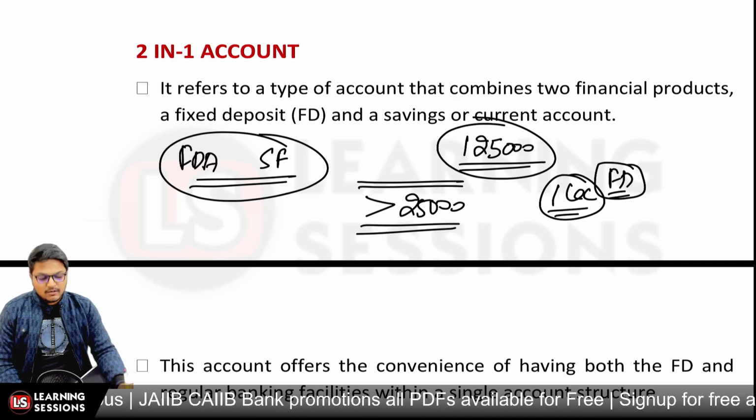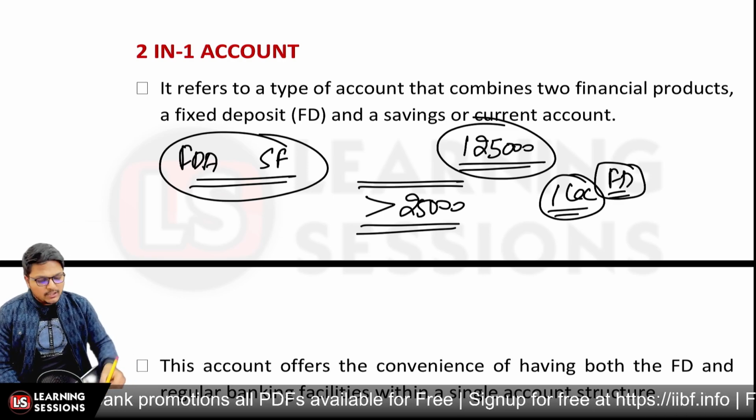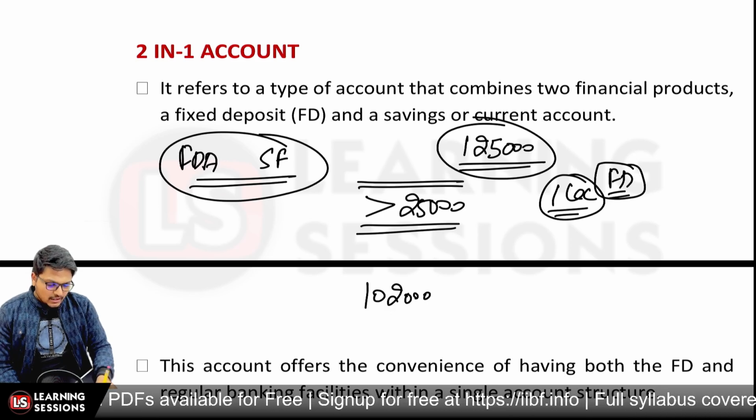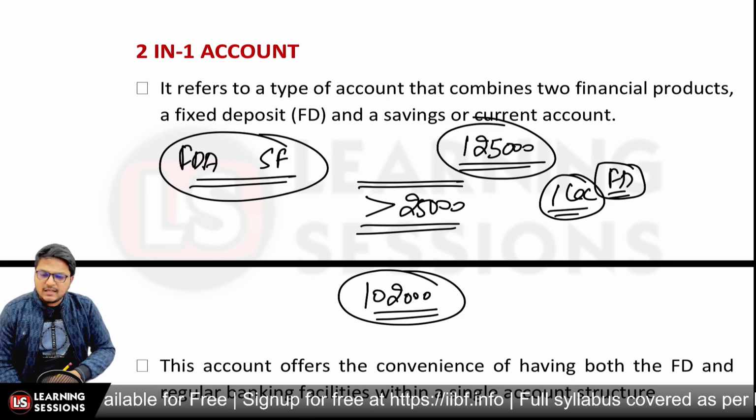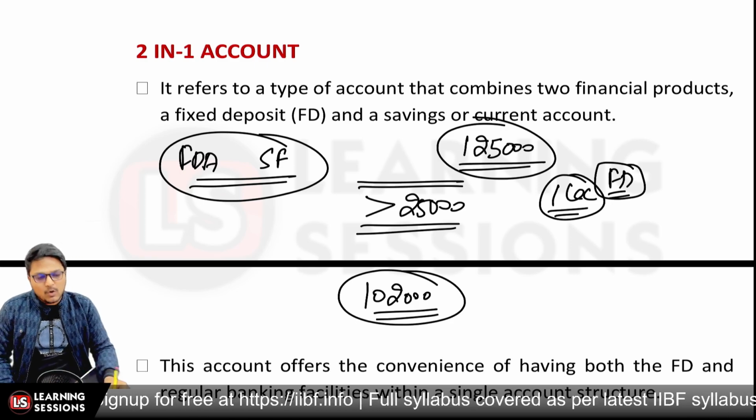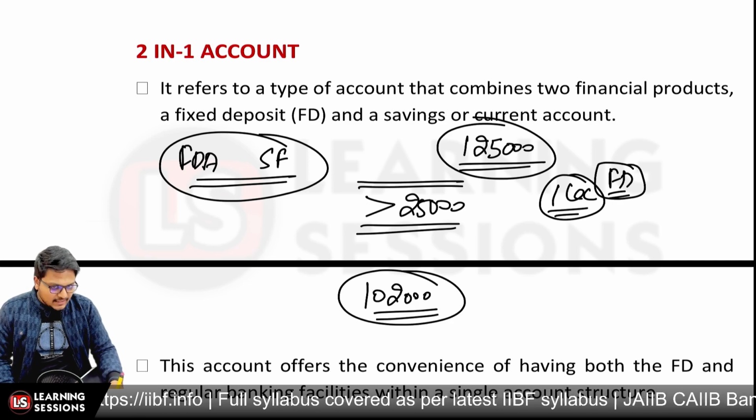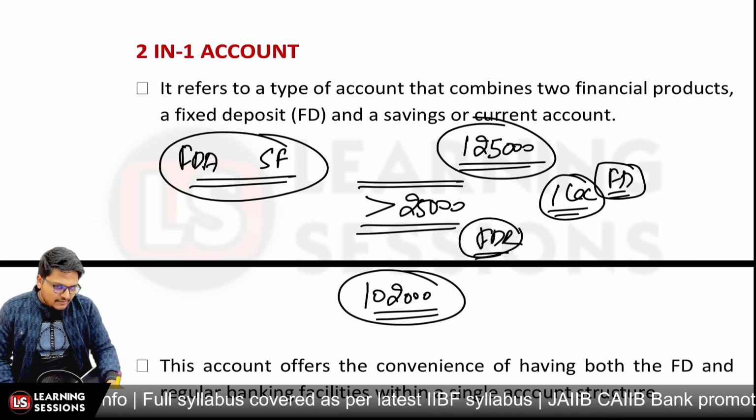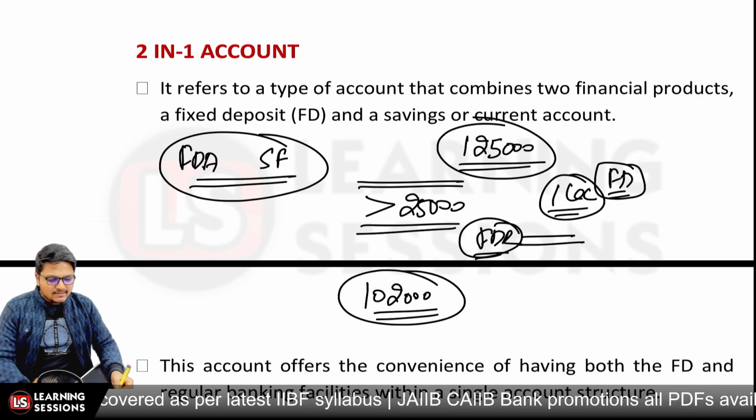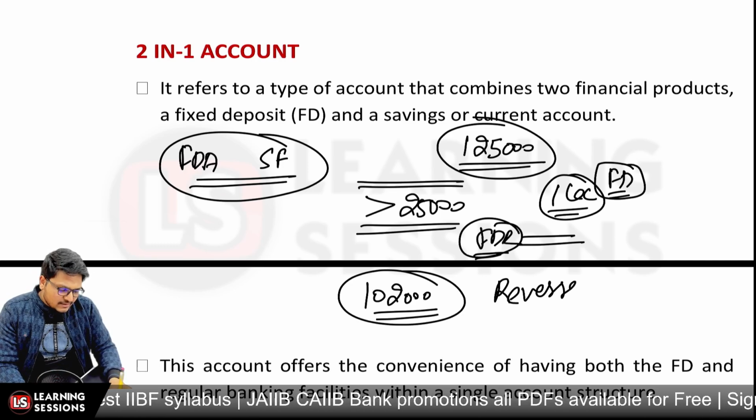And let's say when you need to debit the amount, you present a check amounting to rupees 1,02,000. Now in that scenario, when you present a check amounting to rupees 1,02,000, your balance will become lesser than 25,000. Now this FDR will be broken automatically, and this is said to be the reverse sweep process. This is the reverse sweep.